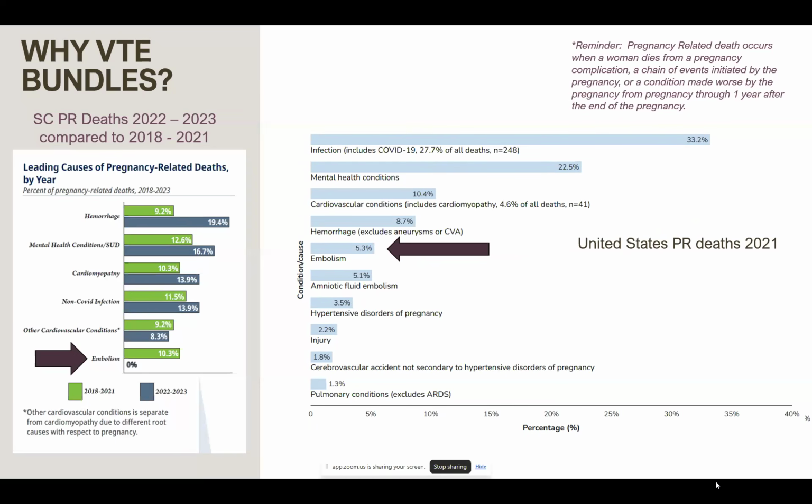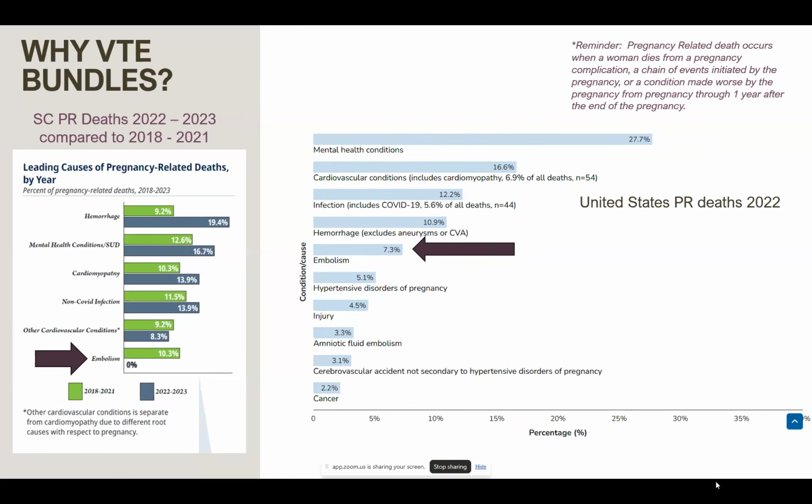And just by comparison, for the pregnancy-related deaths for 2021, embolism, the amount dropped down. It was 8.7 previously. It's now at 5.3 for the 2021 data. So there is a decrease. And I do think it's because this particular safety bundle has been around for a very long time.